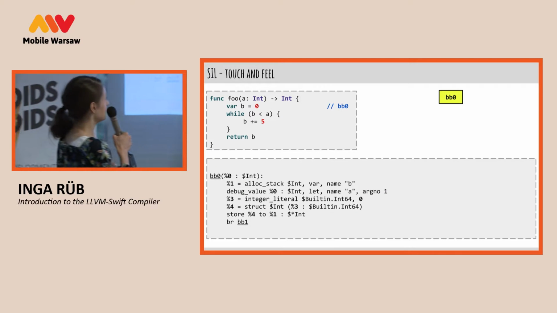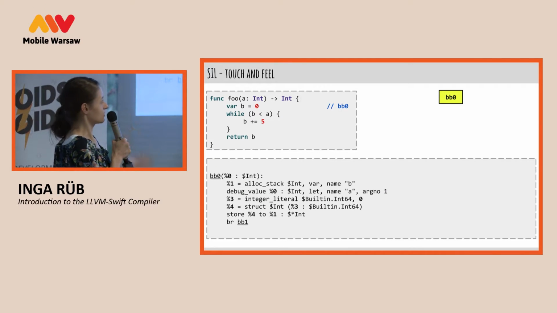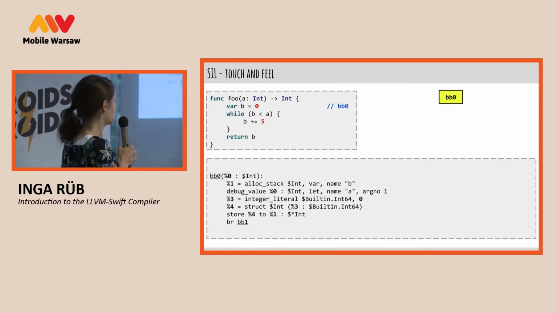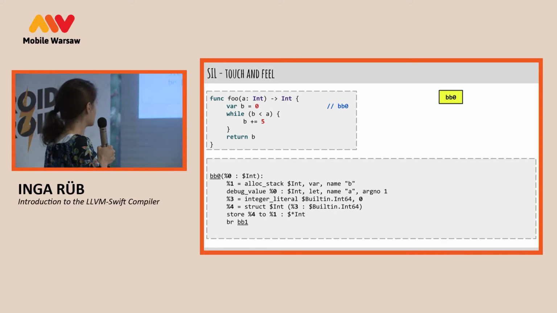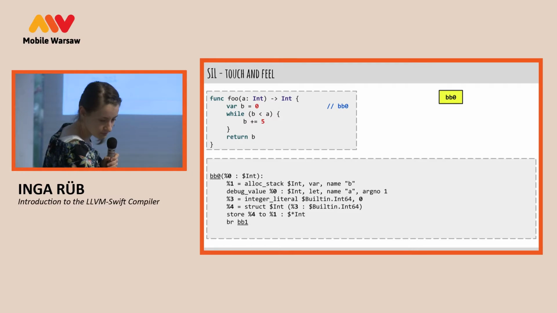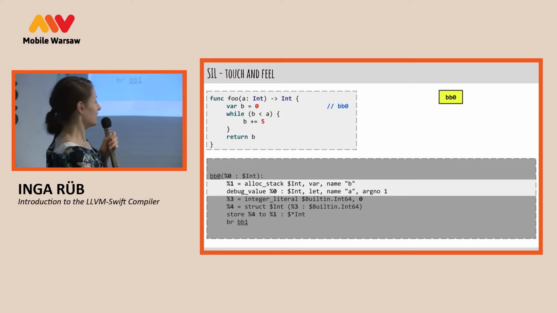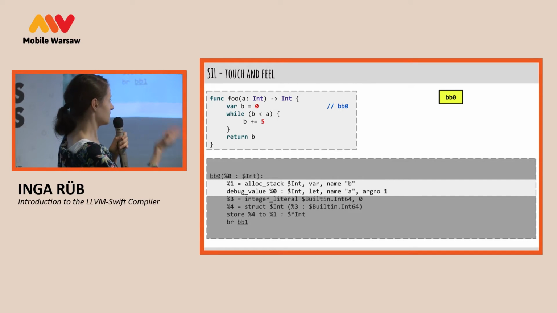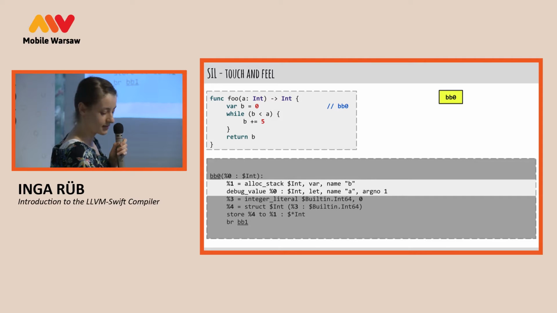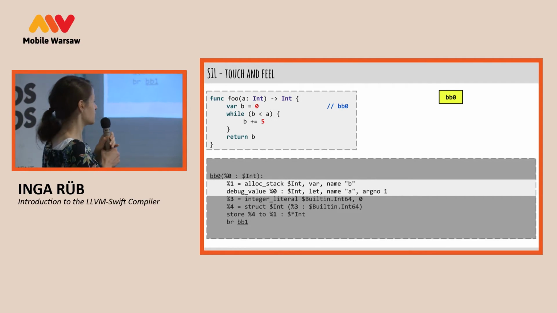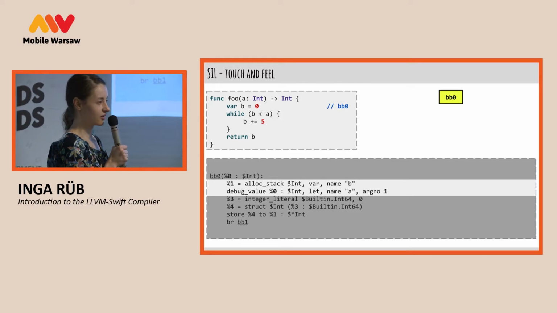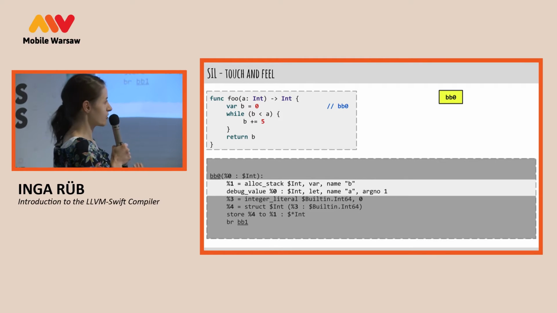So the first line in this function is the basic block bb0. Okay, and now let's have a look. In the first line, we allocate space on the stack for the variable b. It is all written within this line. So we use the instruction alloc_stack, which allocates space for an integer, and it returns the address to the space in memory on the stack.